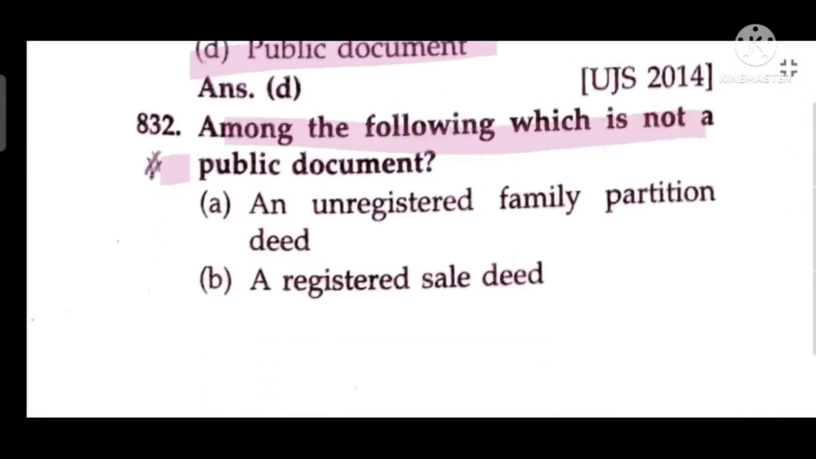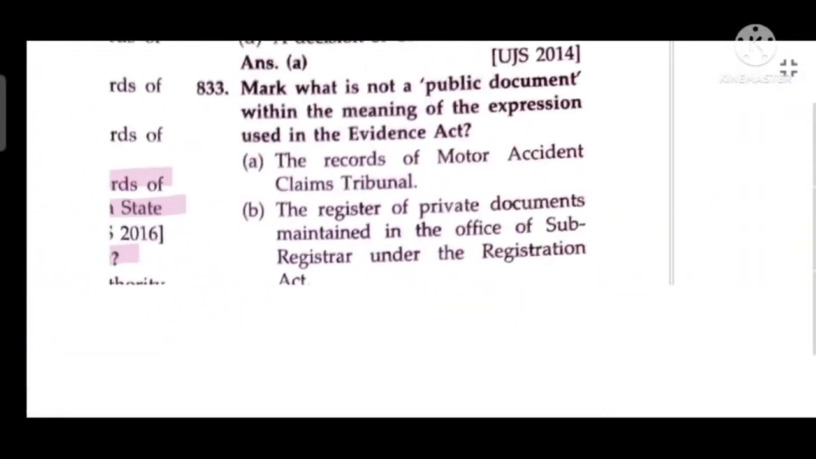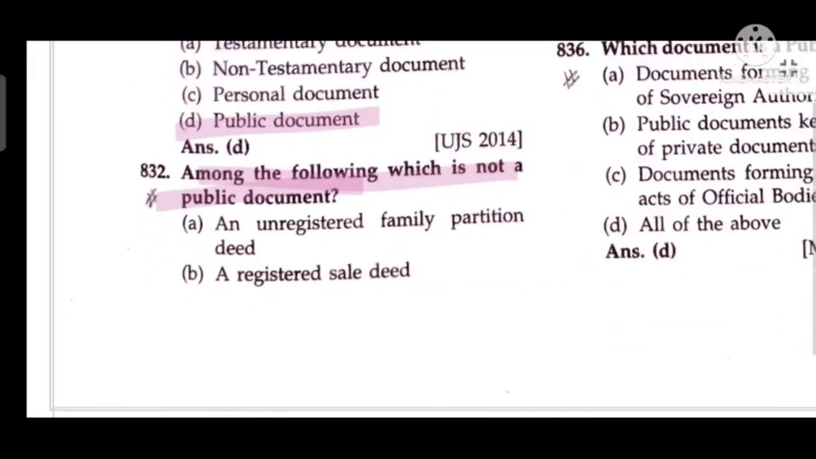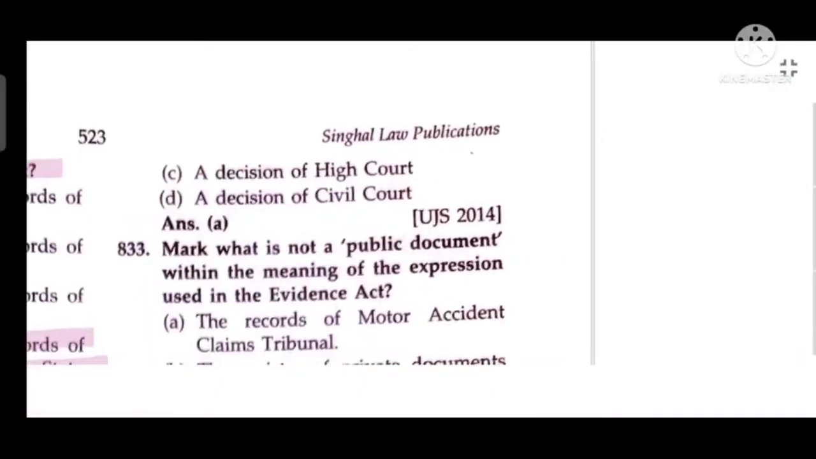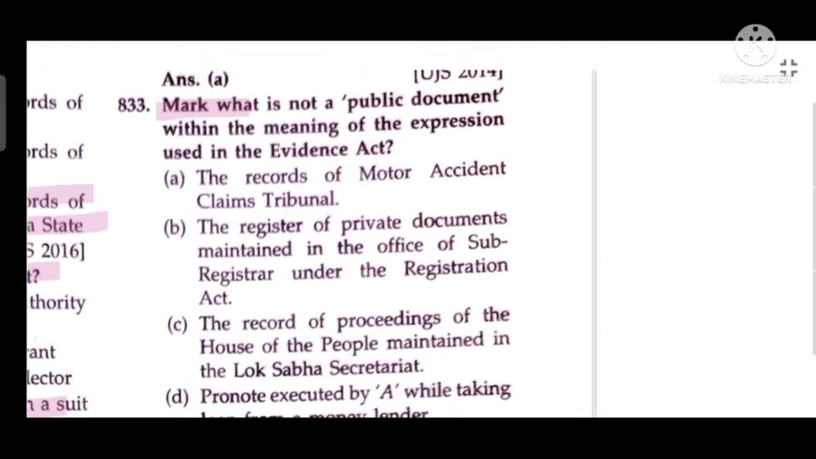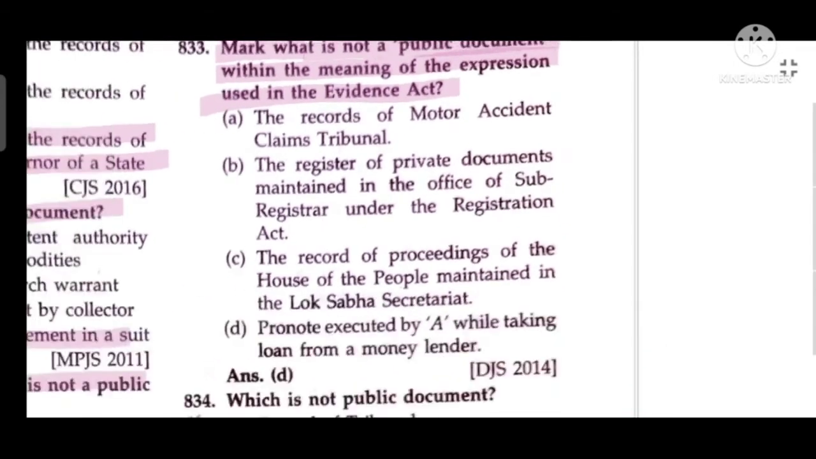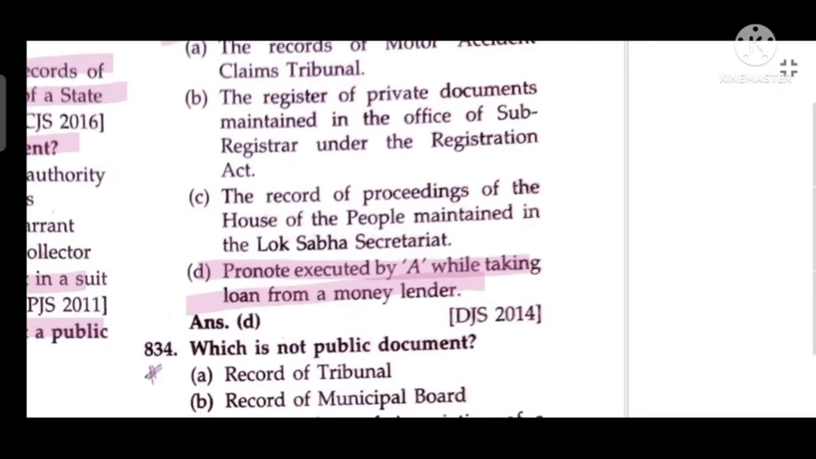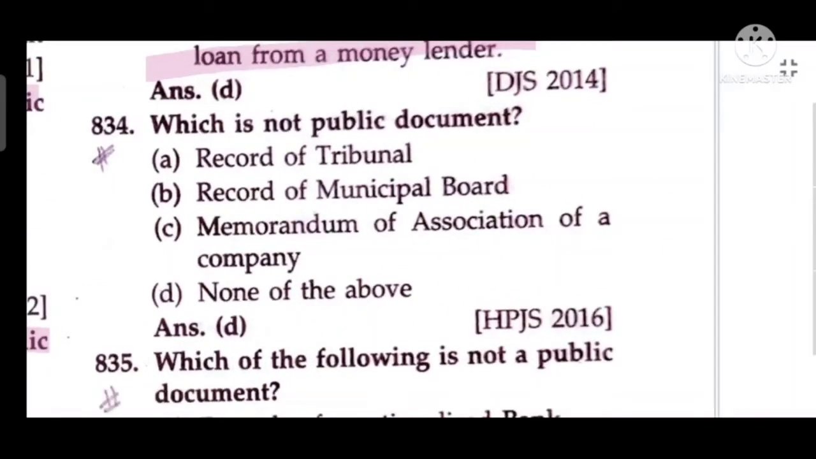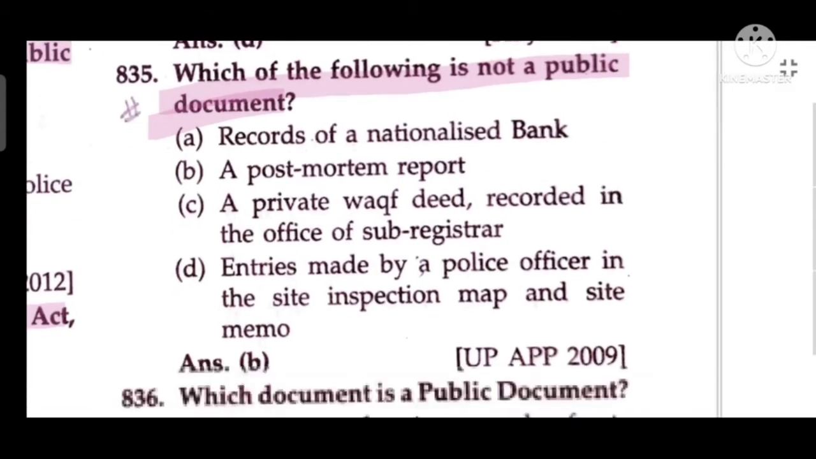Among the following, which is not a public document? An unregistered family partition deed. Mark what is not a public document within the meaning of the expression used in the Indian Evidence Act. Pronote executed by A while taking a loan from the moneylender. Which is not a public document? None of the above.